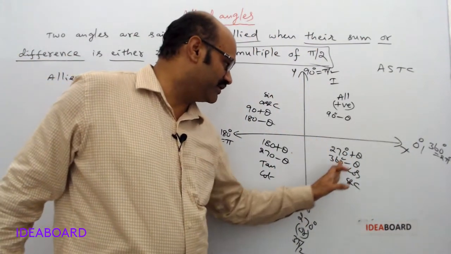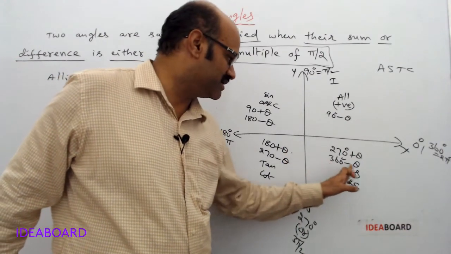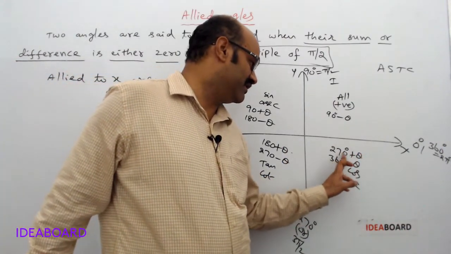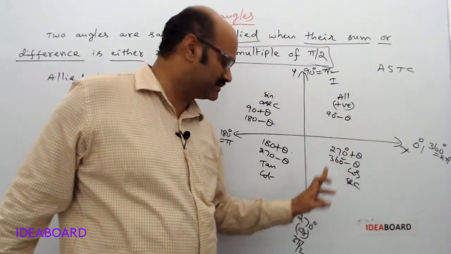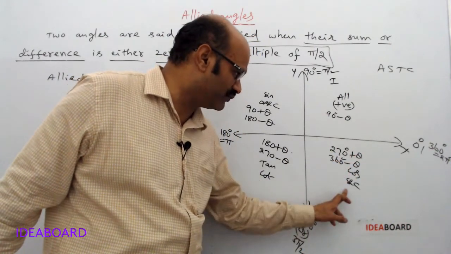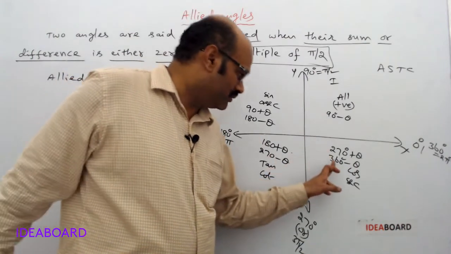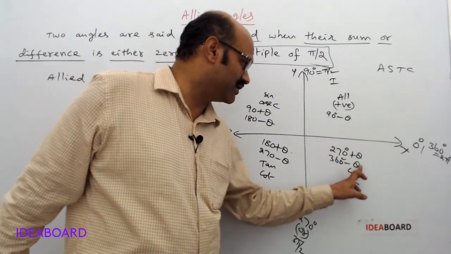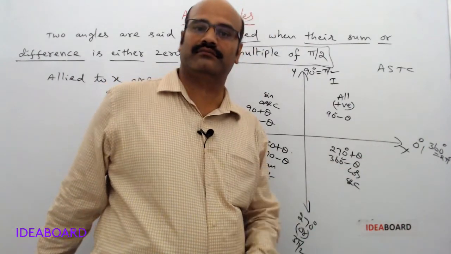270 plus theta, 360 minus theta. Let me take theta equal to 30 degrees. 270 plus 30 equals 300 degrees, which lies in the fourth quadrant. Now 360 minus 30, that is also lying in the fourth quadrant only.